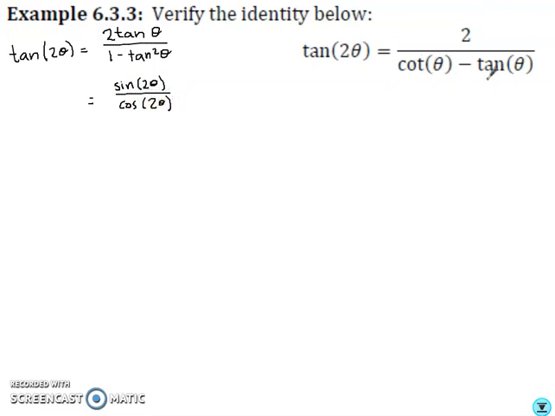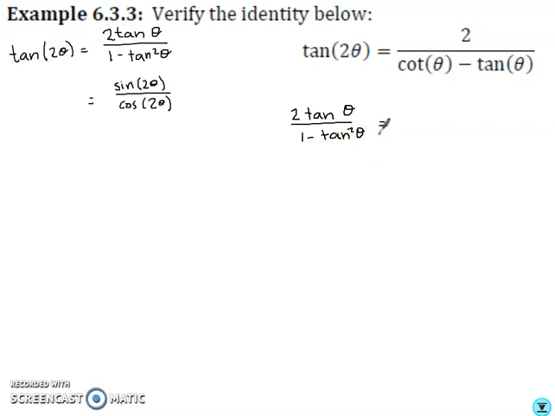Now on the right hand side I see no sines or cosines of 2 theta, so I think that bringing in the sine and cosine in this case is actually going to make things a little bit more complicated. So I am going to stick with all tangents and rewrite this left hand side as 2 tangent of theta over 1 minus tangent squared of theta.